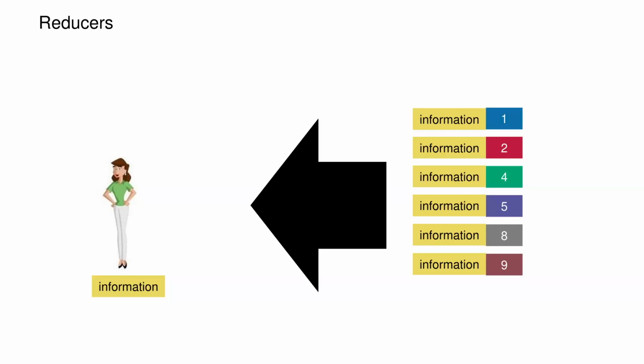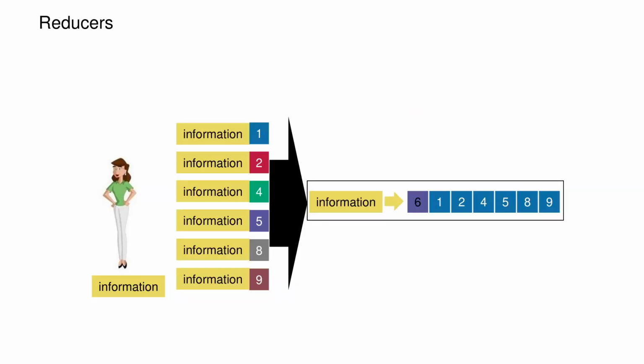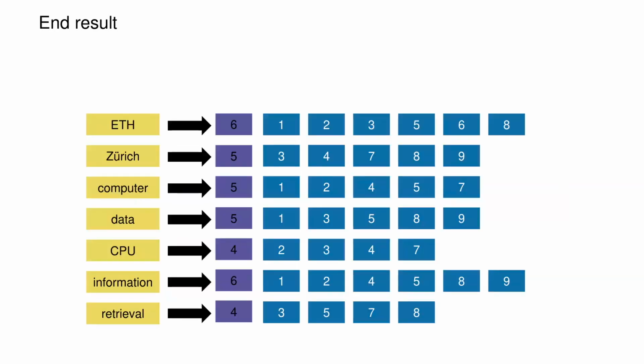So now we have all of them with information. And out of that, I'm going to build just the posting list for information, that is for one term. And if all the reducers take care of every term, at the end, I will have the standard inverted index like this. Who agrees? It's very powerful.